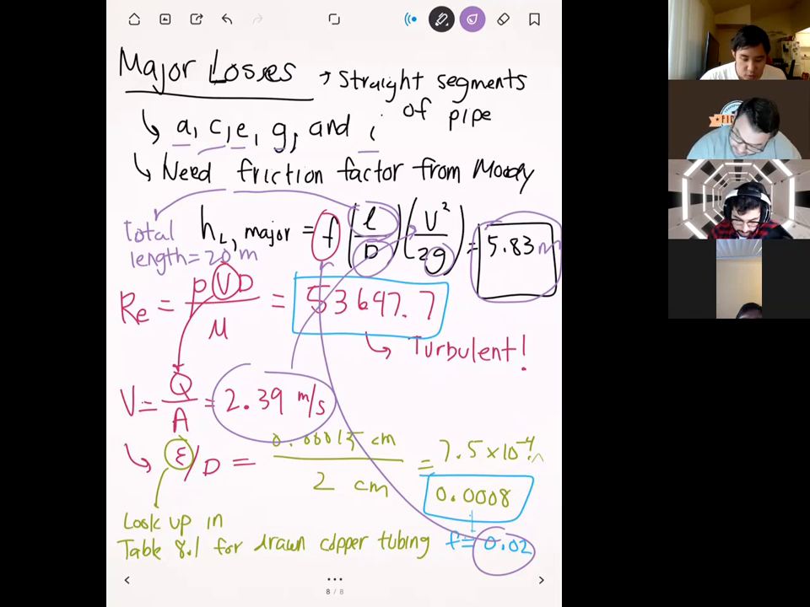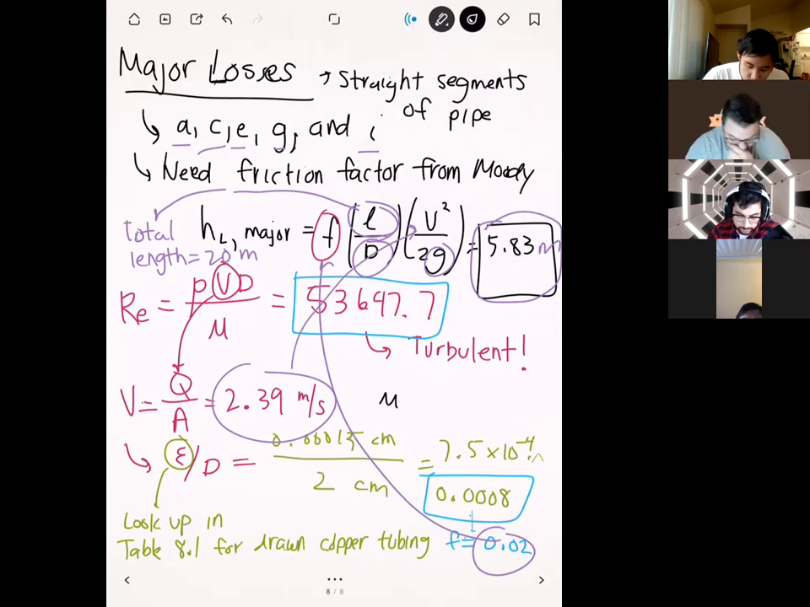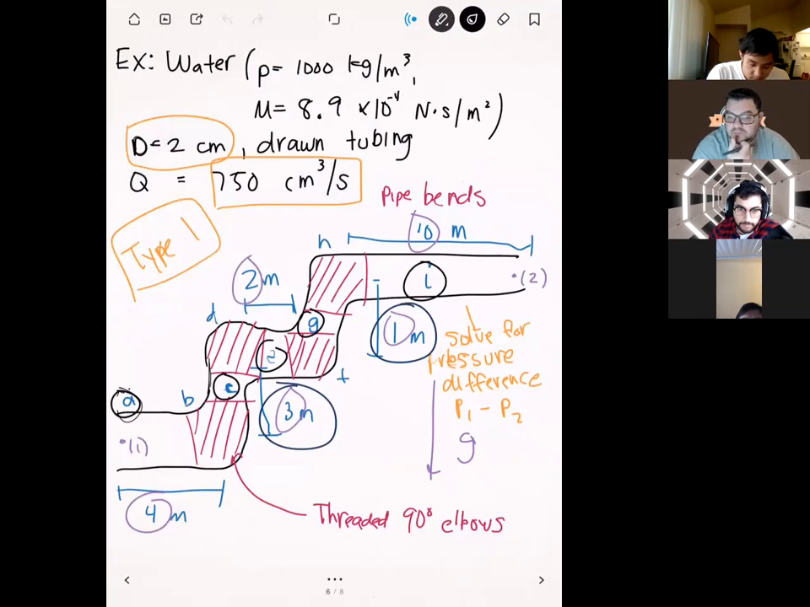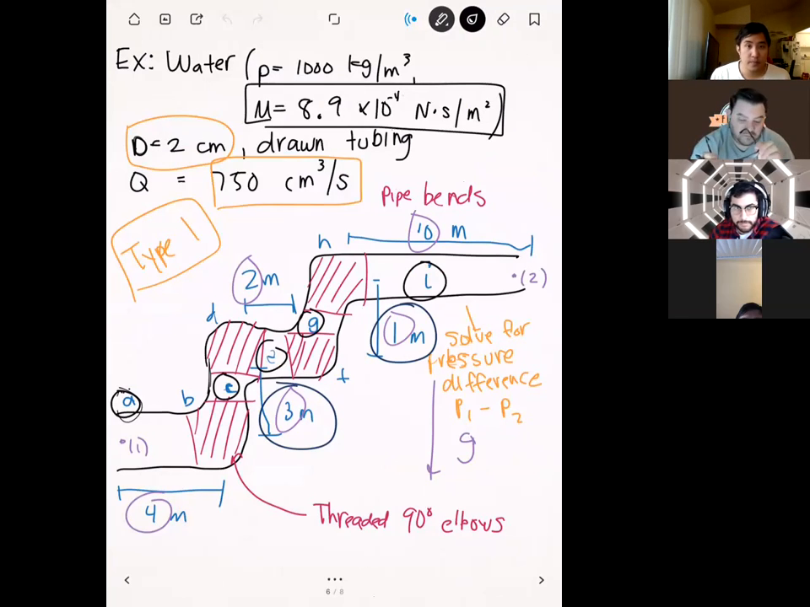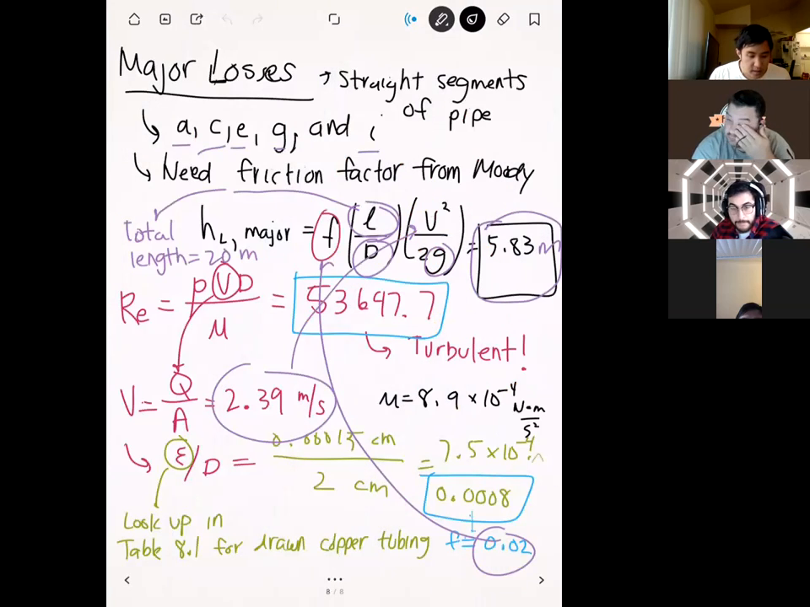Right. So the question in the chat is, what was mu? I believe mu was 8.9 times 10 to the minus 4, in newtons per meter squared, something like that. That was given in the problem right here. That's the dynamic viscosity, or I guess newton-seconds per meter squared. Okay, so that's the major losses, the first part of this.